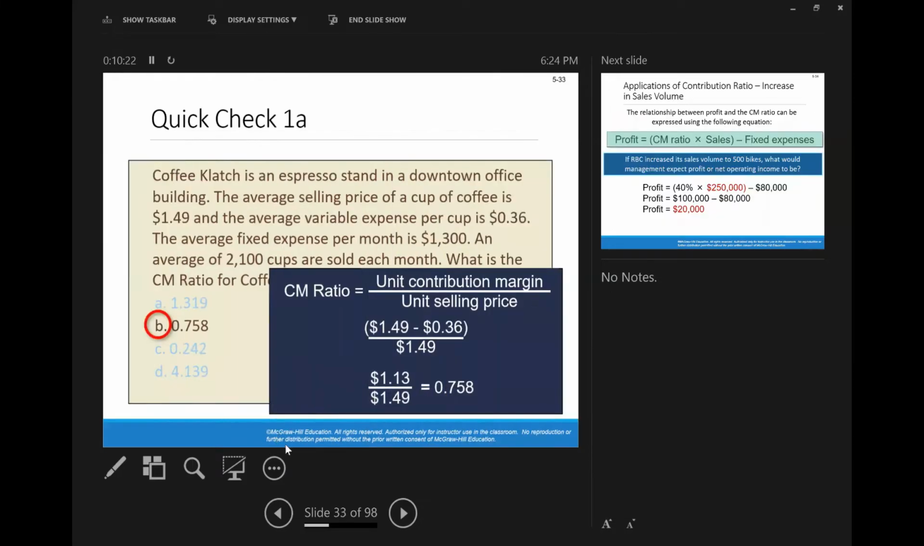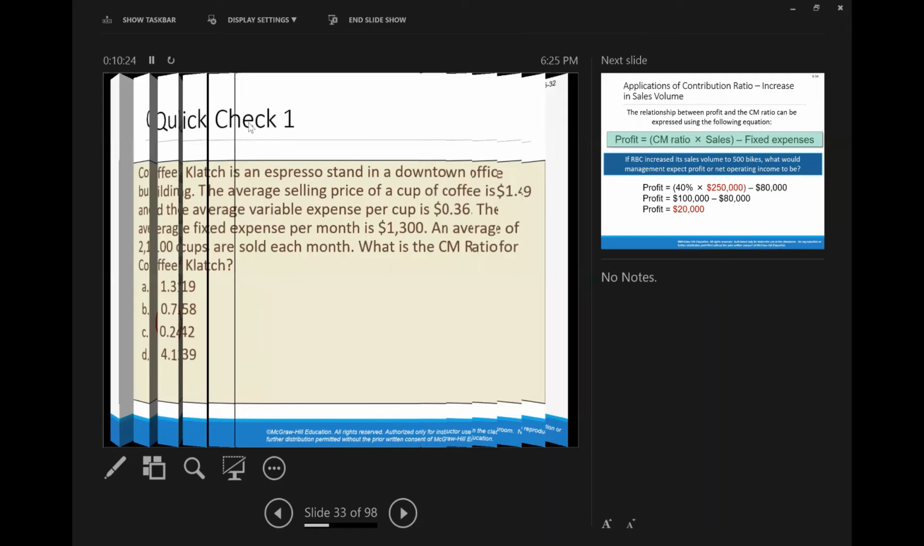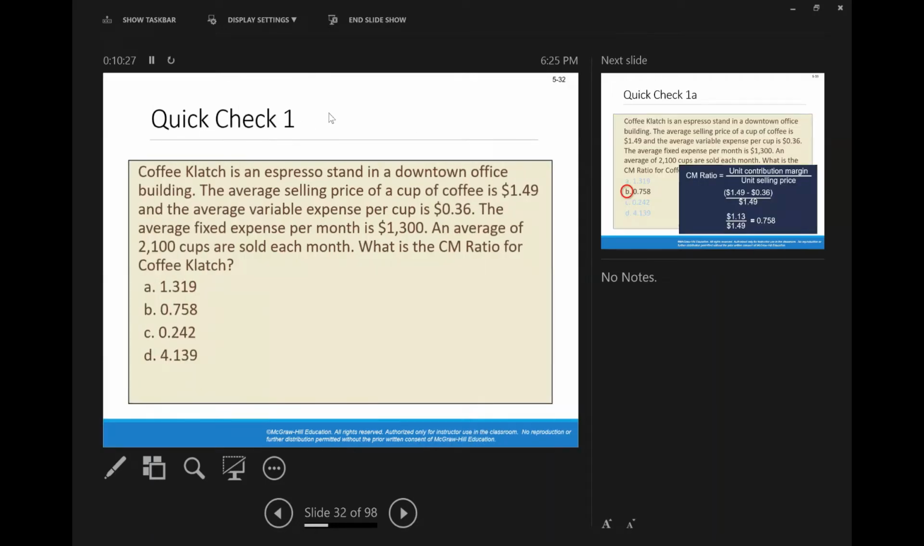Okay, so we have coffee. Coffee Klatch is an espresso stand in a downtown office building. The average selling price of a cup of coffee is $1.49. The average variable expense per cup is 0.36 cents. The average fixed expense per month is $1,300. An average of 2,100 cups are sold each month. What is the contribution margin ratio for Coffee Klatch?